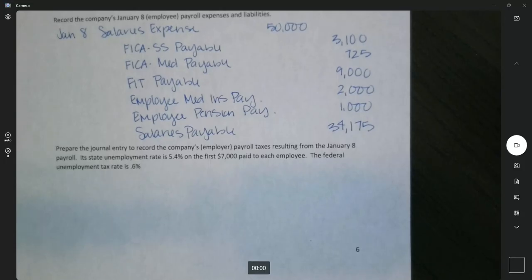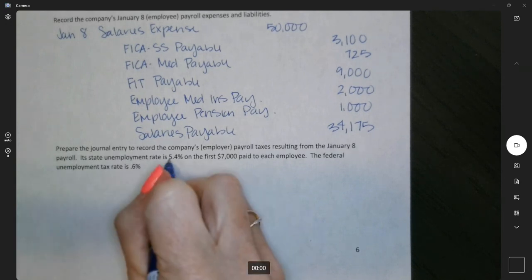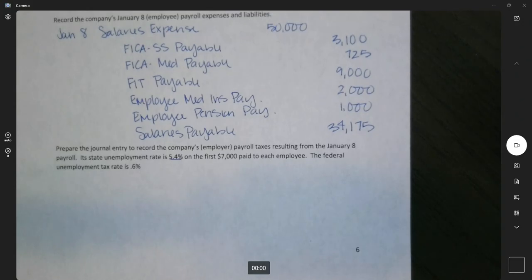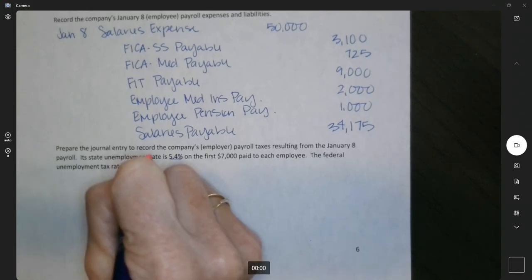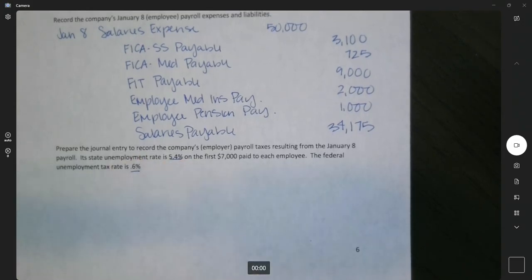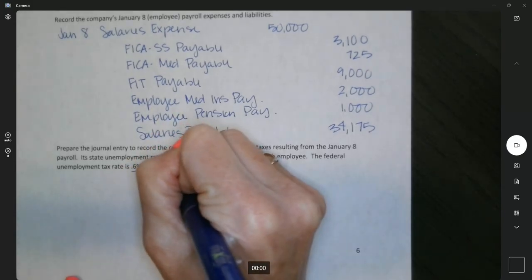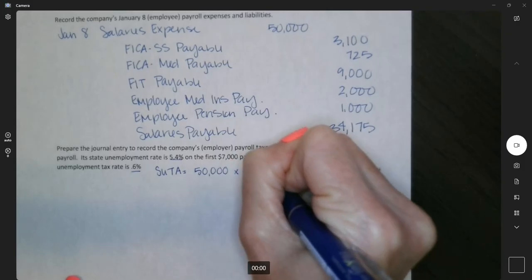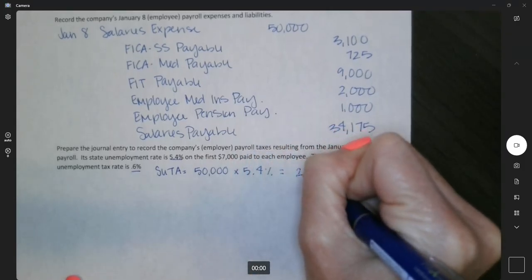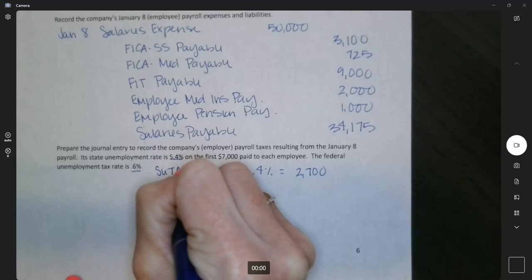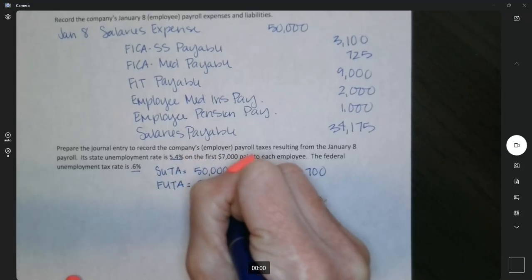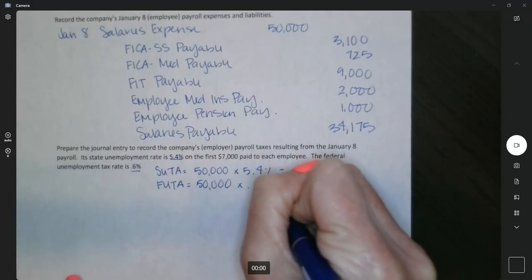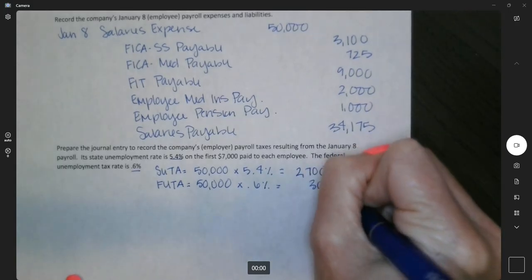Scooting that up. Now we will prepare the journal entry to record the company's employer payroll taxes resulting from this payroll. State unemployment rate is 5.4% on the first 7,000 paid to each employee, and the federal unemployment rate is 0.6%. So let's go ahead and do those as well. SUTA will take 50,000 times 5.4%. We'll get 2,700. And for FUTA, 50,000 times 0.6% is going to be 300.